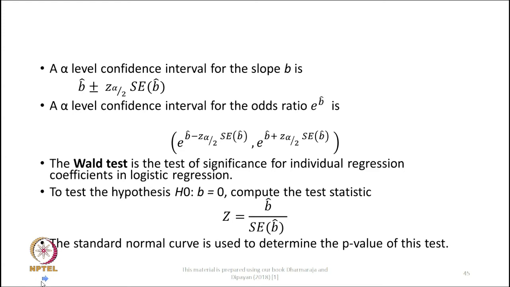Similarly, you can find the confidence interval for the odds ratio, that is E power beta cap, with the given level of significance alpha, that is E power B cap minus z alpha by 2 standard error of B cap, comma, E power B cap plus z alpha by 2 standard error of B cap.